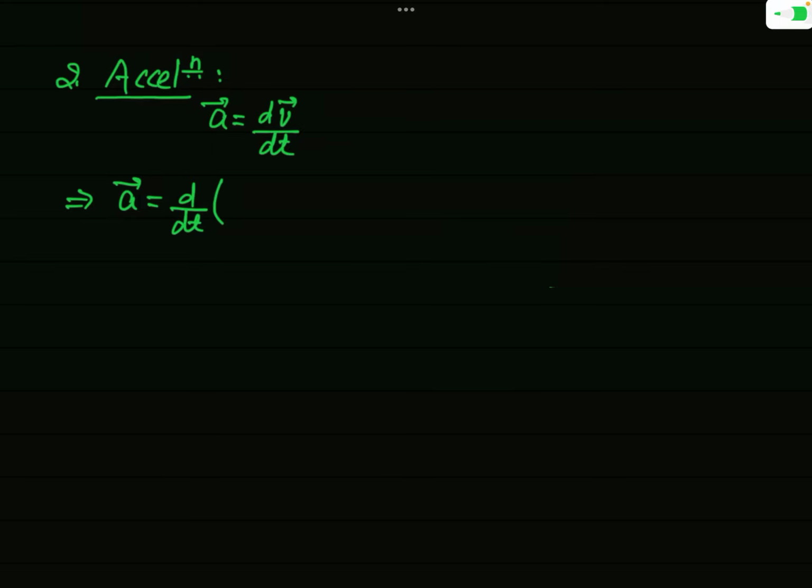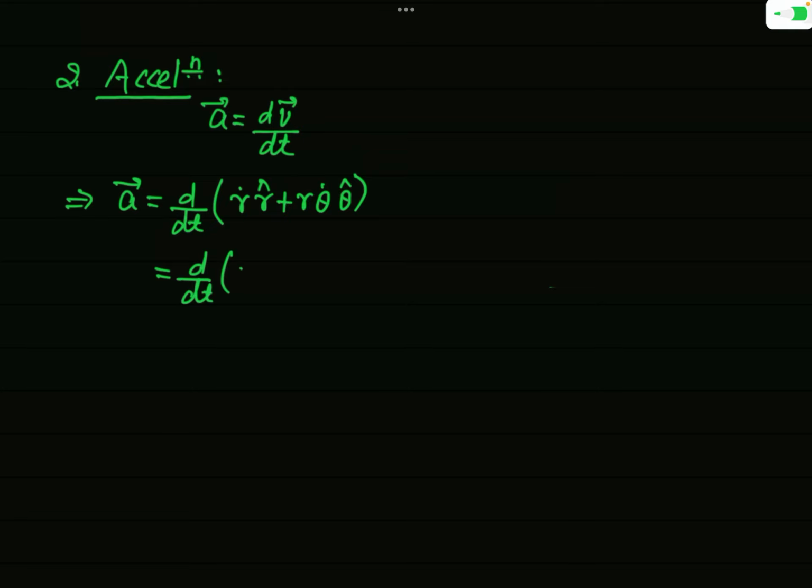You have seen that this velocity vector v is equal to what? This is in fact r dot r hat plus r theta dot theta hat. This is actually the expression for the velocity vector. Now we will operate this operator d/dt on each term.